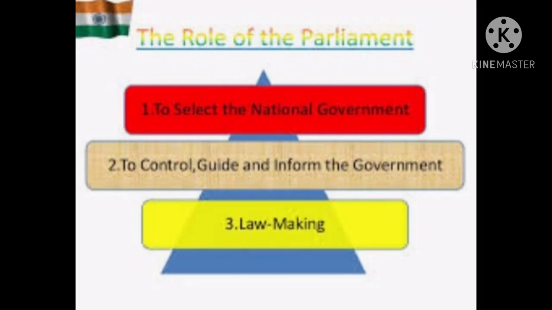The Prime Minister of India is the leader of the ruling party in the Lok Sabha. Who is the leader of the ruling party in the Lok Sabha? The Prime Minister. From the MPs who belong to his party, the Prime Minister selects ministers to work with him to implement decisions.